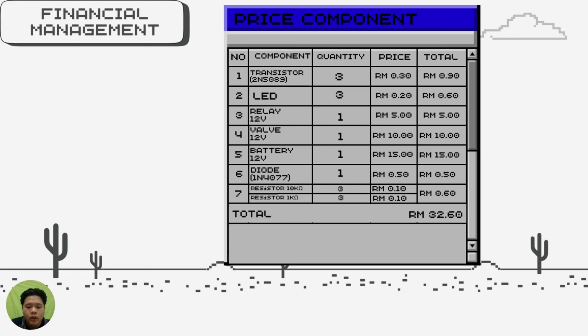And for the resistors, we use a total of 6: for the 10 kilo ohm we use 3, and for the 1 kilo ohm we use 3. The total for the resistors is 60 cents. The total price of the components we use is 32 ringgit 60 cents.